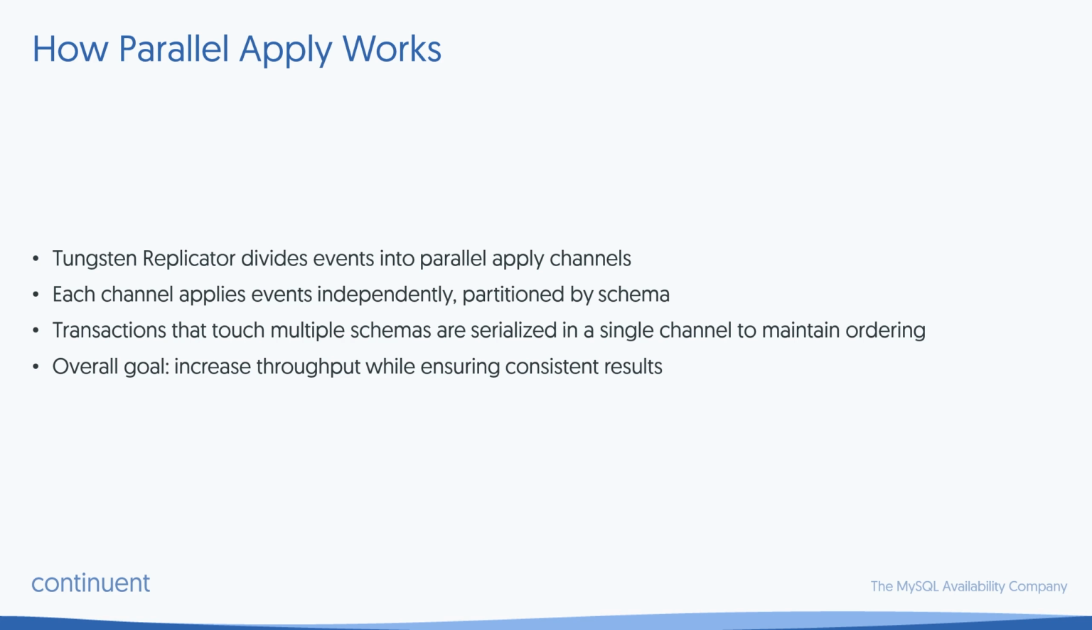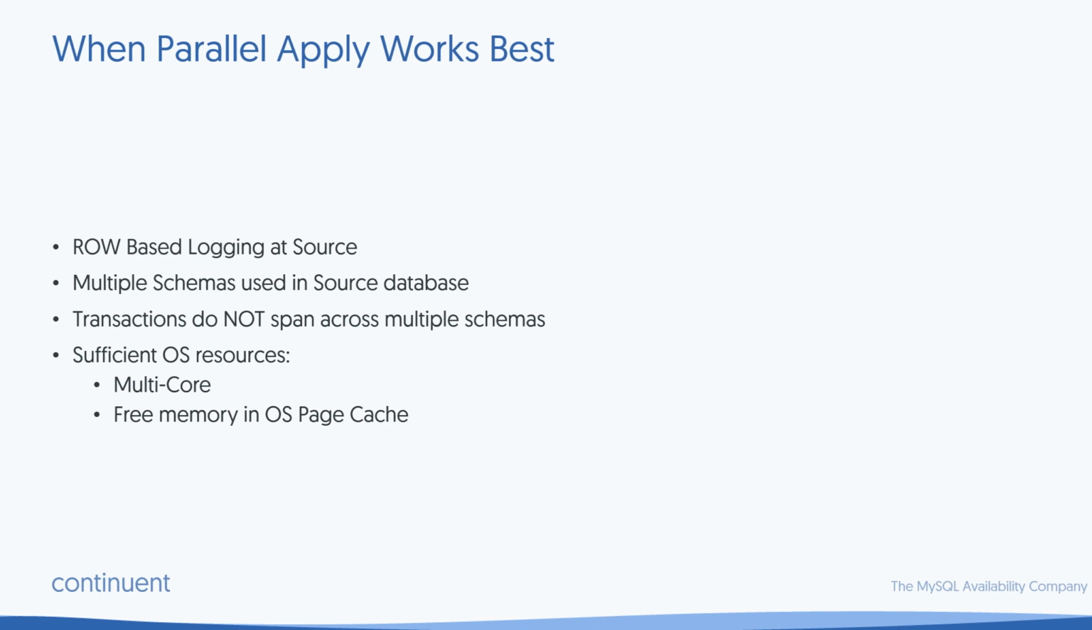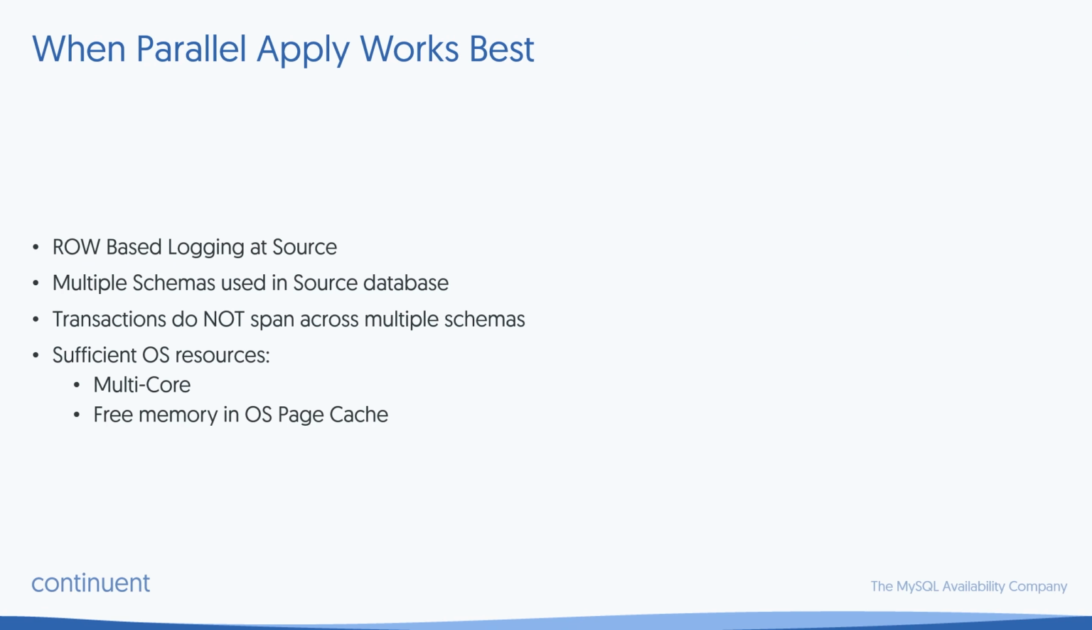The result is higher throughput for workloads that update independent data sets while maintaining correctness for those that overlap. In summary, if your database has multiple schemas and transactions do not cross schemas, then parallel apply will provide massive performance gains. So to carry on with that summary, parallel apply shines when transactions are naturally independent.